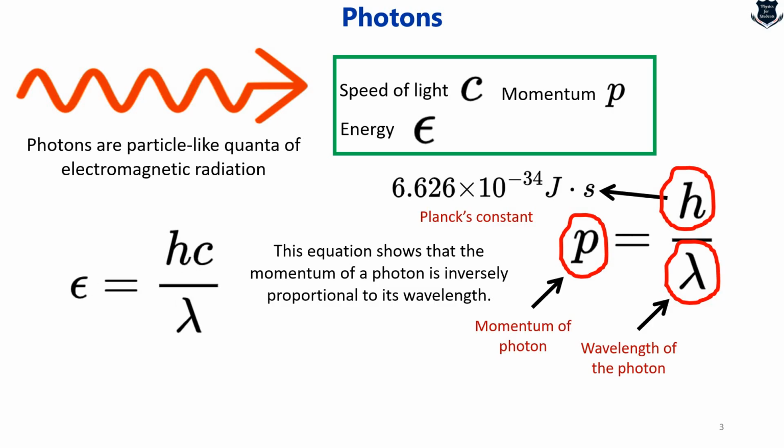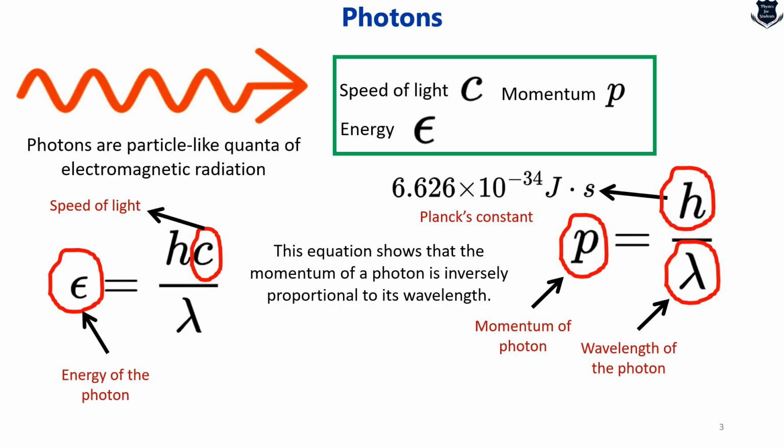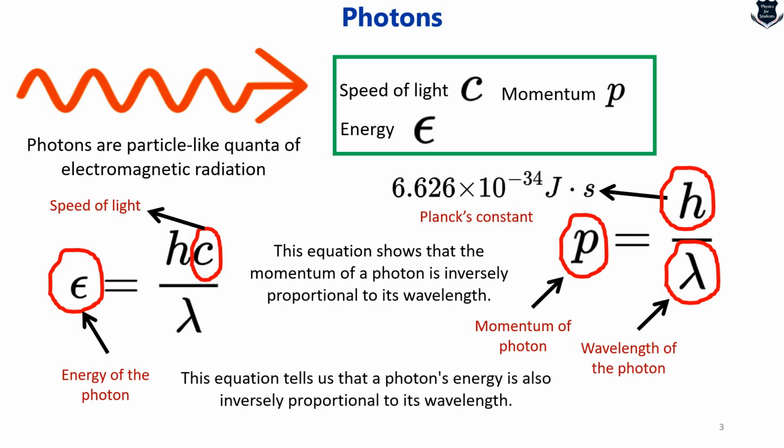The second equation which emerges is this, epsilon equals hc upon lambda, where obviously epsilon denotes the energy of the photon, c is the speed of light, h I am not mentioning is Planck's constant, and lambda as usual is the wavelength. Now, this equation also tells us that the photon's energy is also inversely proportional to its wavelength. Now, these two equations are fundamental in quantum mechanics and physics because they describe properties of photons like momentum and energy, link the wave-like and particle-like behaviors, and other forms of electromagnetic radiation that are particularly important.